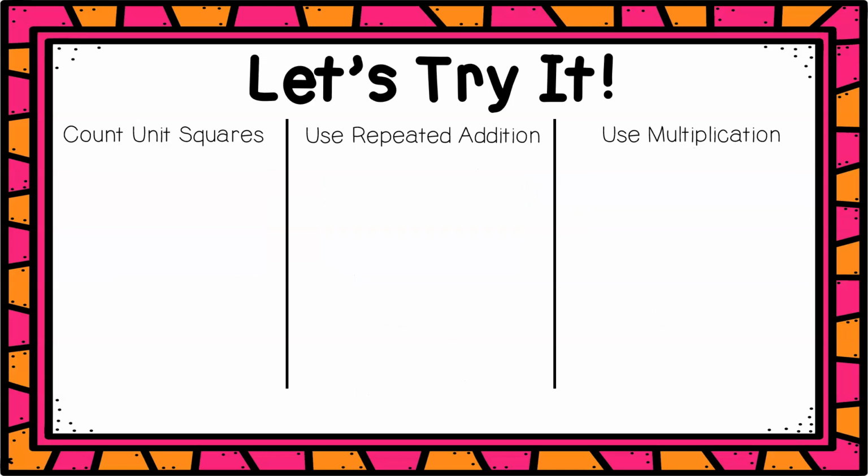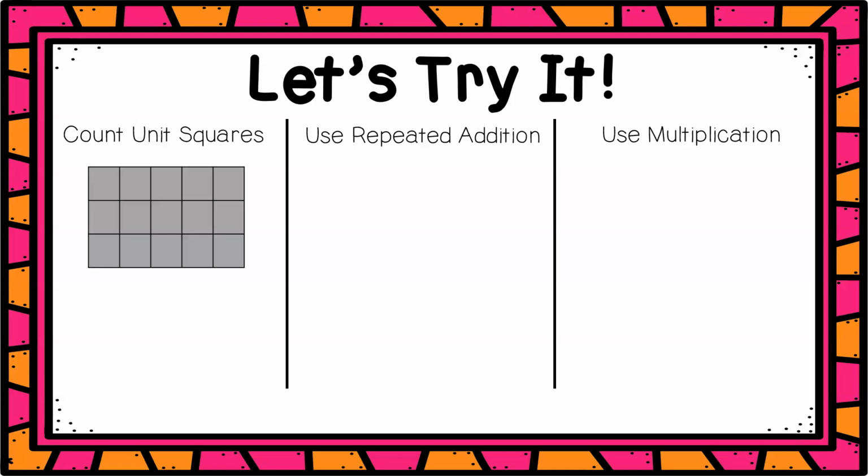Let's try another example using the 3 strategies. This time we'll have a different figure. We'll start our first strategy where we count the square units to find the area. Let's count them together. Ready? 1, 2, 3, 4, 5, 6, 7, 8, 9, 10, 11, 12, 13, 14, 15. So we see that the area is 15 square units.